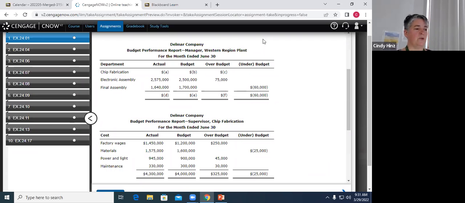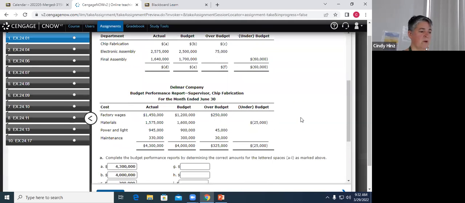And then to do our next three items, these are simply going to be totals. As we're looking at the manager of the Western Region plant, the totals of the three departments that come under that manager's direct control. So we're simply going to be totaling the actuals, the budgets, and then the over budget amount. So go ahead and do that.